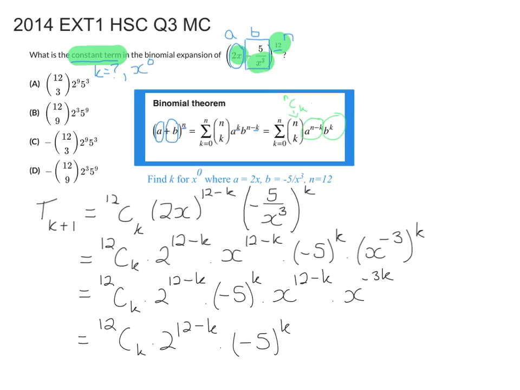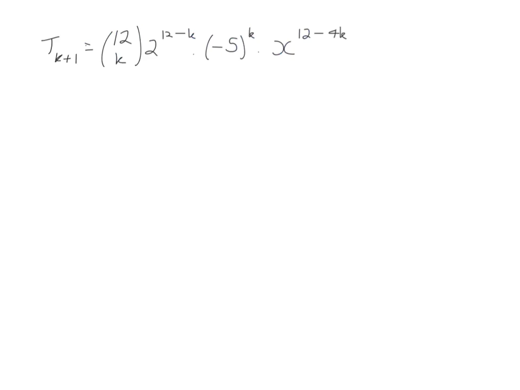So multiplying the bases means that we'll add the indices, and we'll have 12, and negative k plus negative 3k is negative 4k. So now that we've identified our x value, we can equate it to the power that we're looking for. So our constant term, or our value that's independent of x, occurs when x's value, or power, is equal to 0.